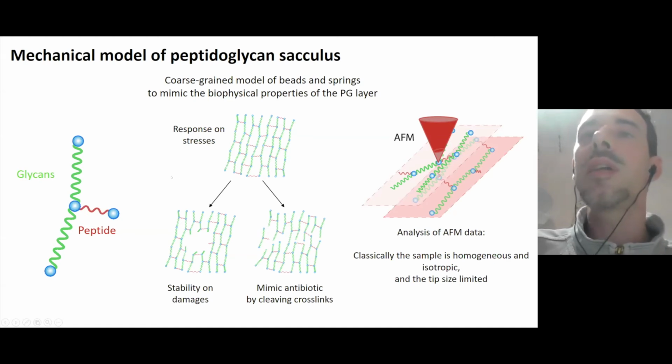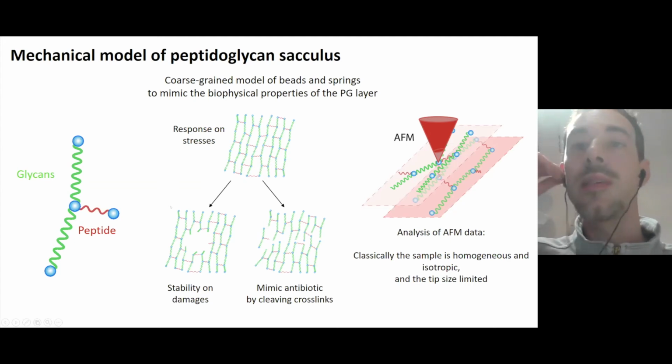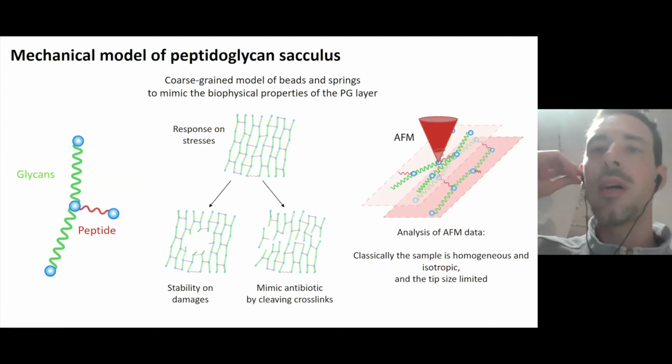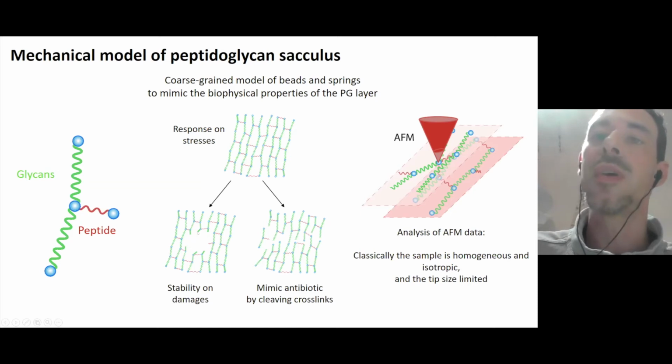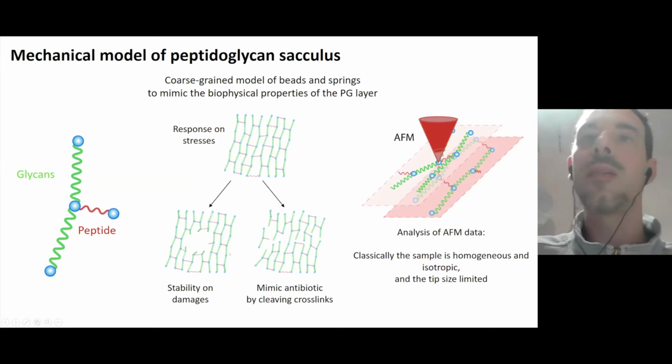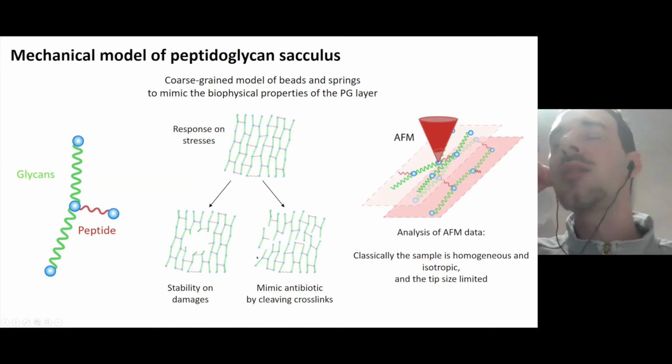We would like to understand how this patch, which is now geometrically very ordered, is stable or behaves upon damage, also in the presence of antibiotics that can cleave some crosslinks and damage the patch itself. On the other side, we are also working with the same model to understand some AFM data.